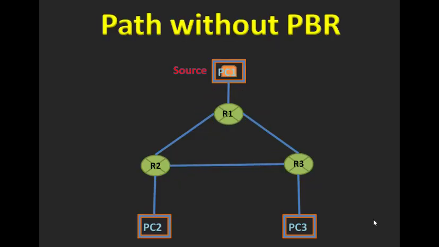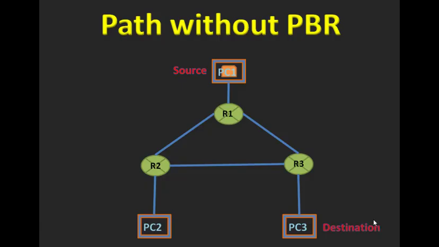So what we are going to see is the path without PBR. If we are not configuring the PBR, and if PC1 is the source and PC2 is the destination, then of course the packet will be forwarded from PC1 to R1, from R1 to R2 and R2 to PC2. This is the best possible path. So this is how the packets will be forwarded without PBR from PC1 to PC2.